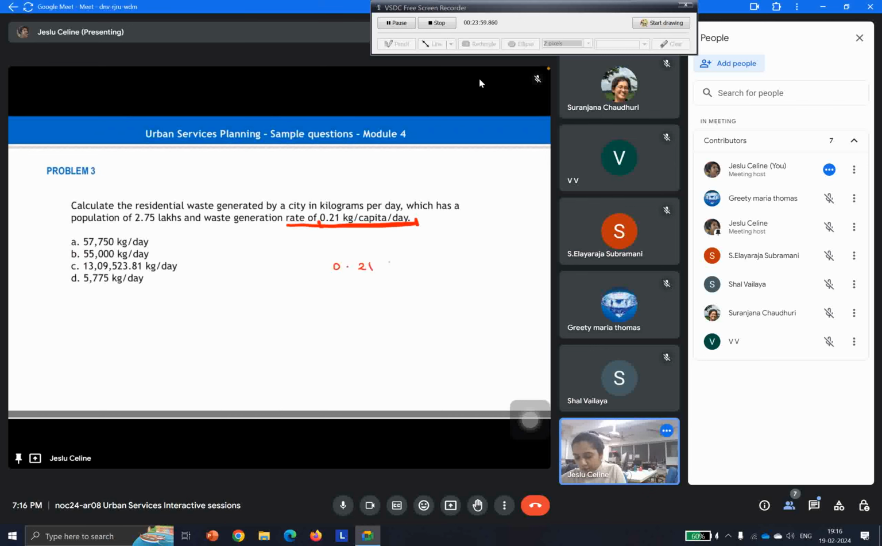And the question is asking what is the waste generated in kilograms per day, which means you need to remove this per capita out. You need to remove the per person rate and make it for the total population. So we need to know the population of that region. Now the population of the region is also given. It's given to be 2.75 lakhs.